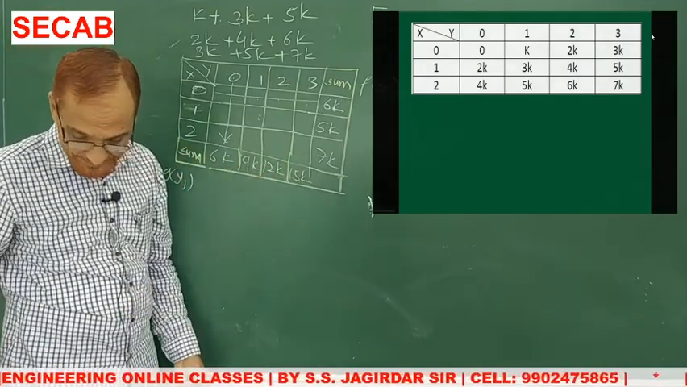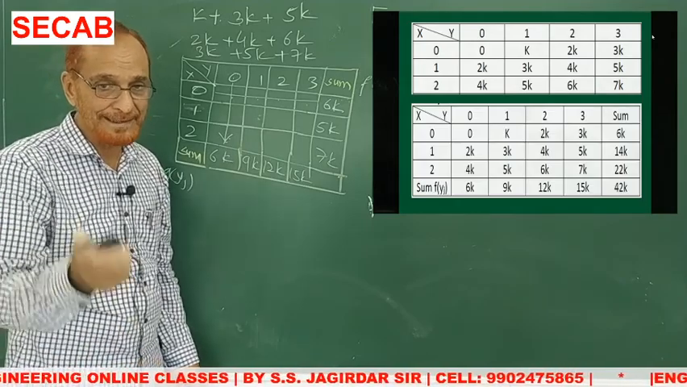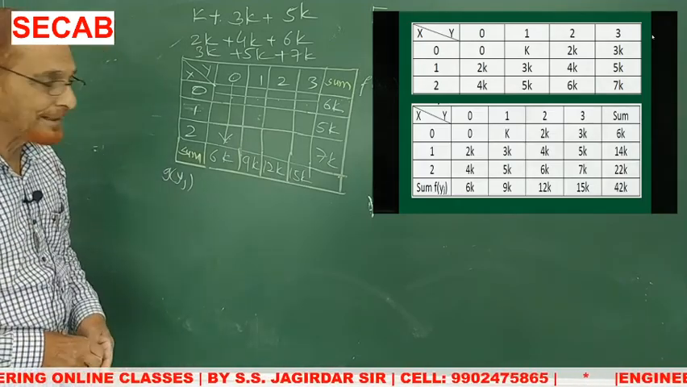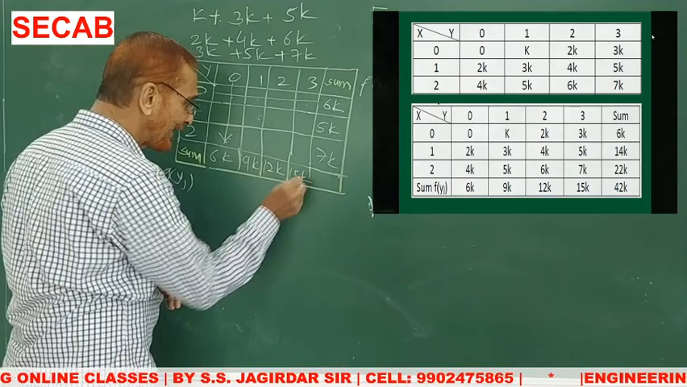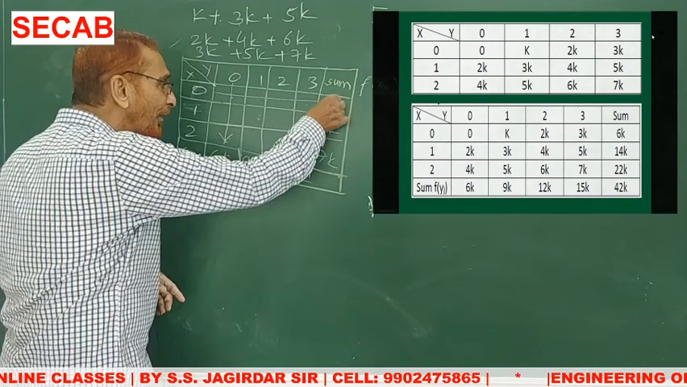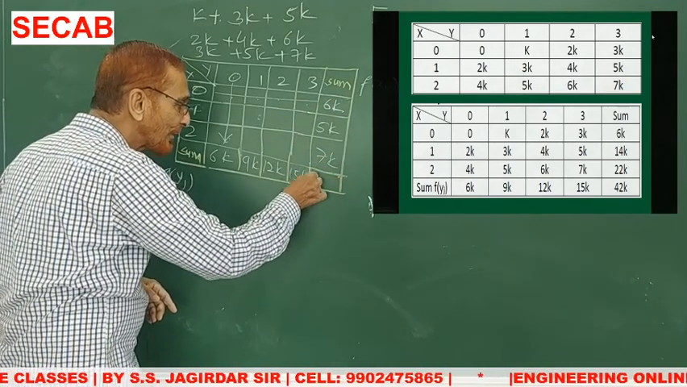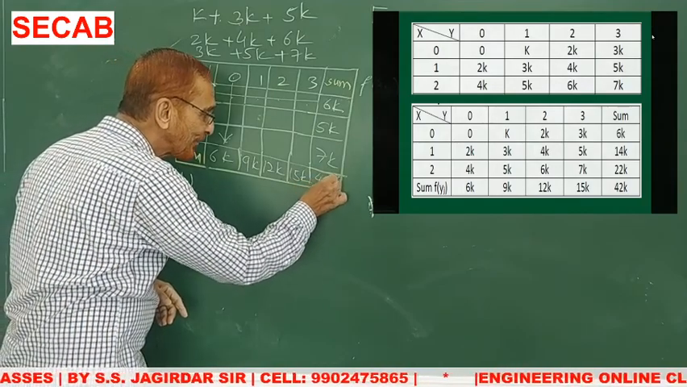So this is what next. I think it is already there, you can see. So that way you can get it. Here, gentlemen, one important thing is that when you add all these values, what you will get is 42k. You can check.